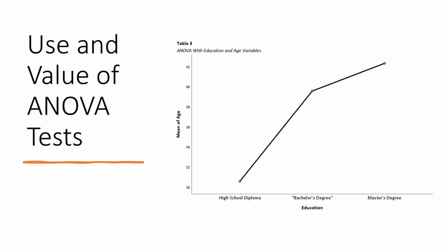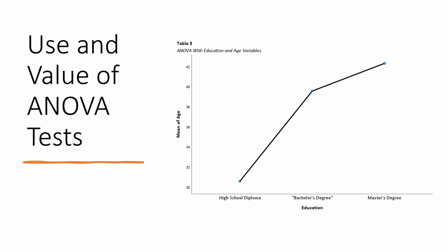ANOVA is almost the twin of the t-test. However, its value lies in ANOVA's ability to test differentiation of an unlimited number of means, where t-tests are limited to two group means. We use age and education variables in our ANOVA test with an H0 that all population means are equal and an H1 that at least one population mean is different from the others.